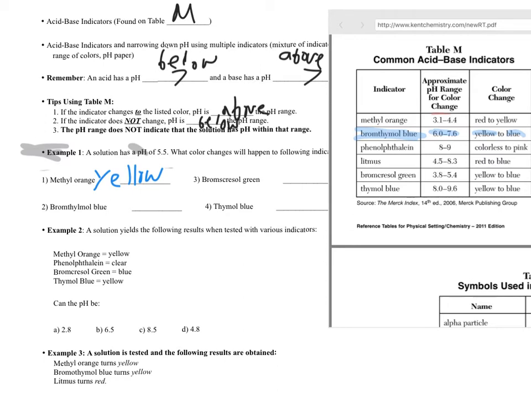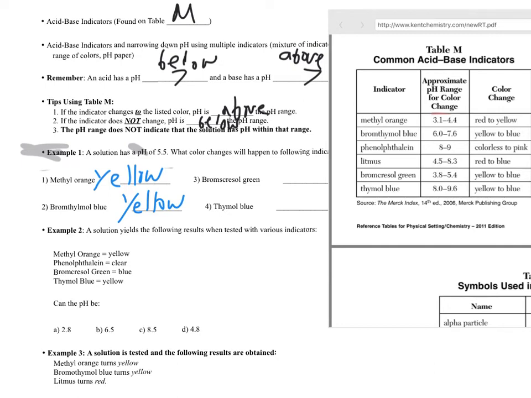The pH that we're working with, like we said, is 5.5. So 5.5 looks like it's lower than this pH range. It's under 6.0. So that means if we're under 6.0, we shouldn't change to blue at all. We should remain yellow. So that means this bromthymol blue should also be yellow.